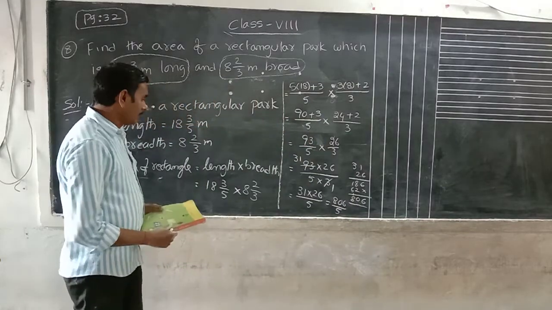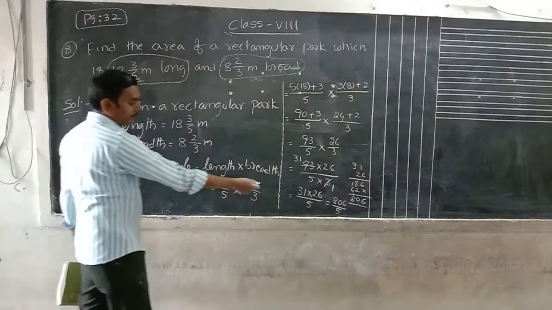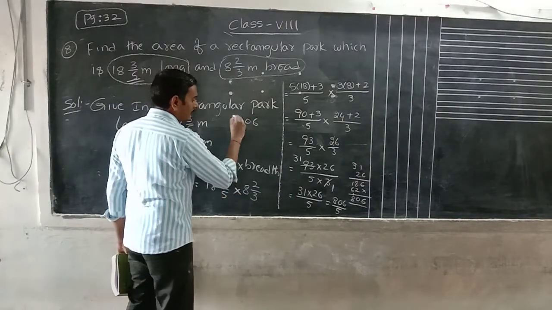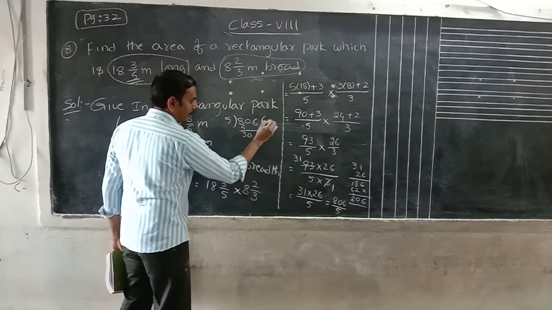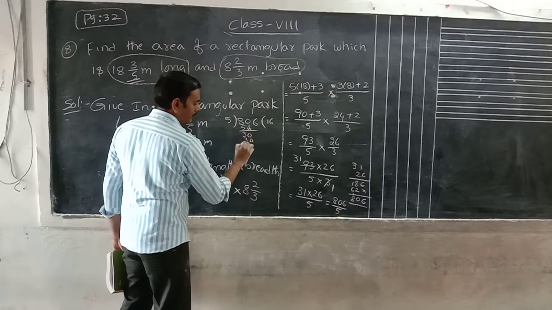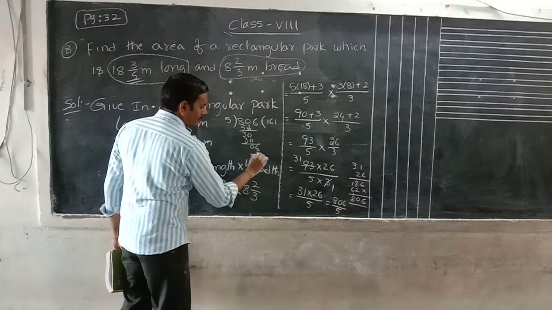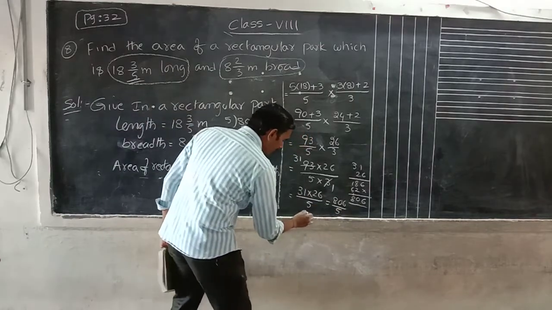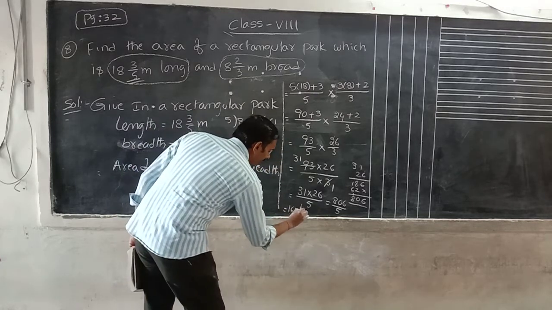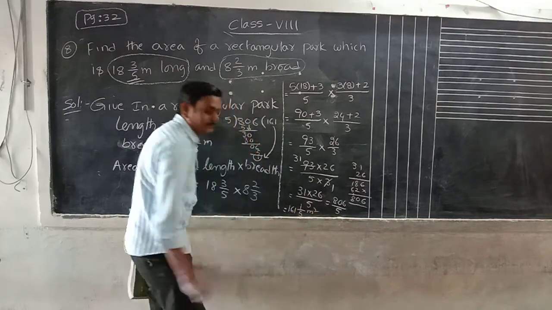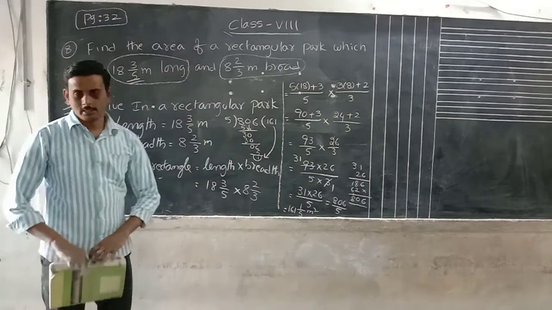806 by 5. What is the unit? Square meters. But all are given in mixed fractions, so convert it to a mixed fraction. 806 divided by 5. 5 1 years 5, 5 6 are 30, 0 6. 5 1 years 5. Remainder 1. That means what can we write? Final answer is 161 1 by 5 meters square, or square meters. Okay, that is the answer.